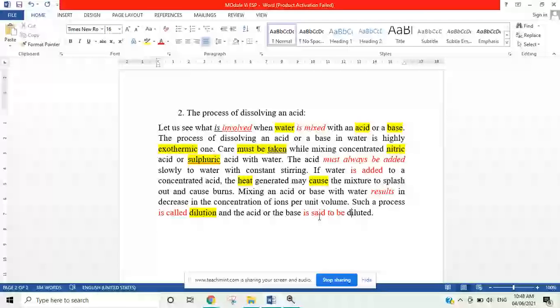So: is involved, is mixed, must be taken, must always be added, is added, heat generated, cause, or is called. Such phrases are used in the field of science when you are about to describe a process. These two paragraphs will give you the idea of how we describe something belonging to the field of science, either a process or a metal. So you have to use present tense, and especially the passive voice.